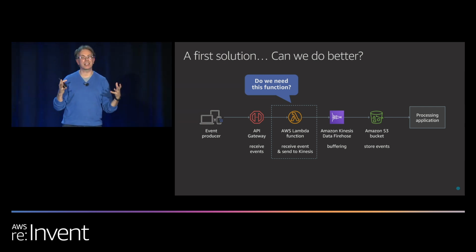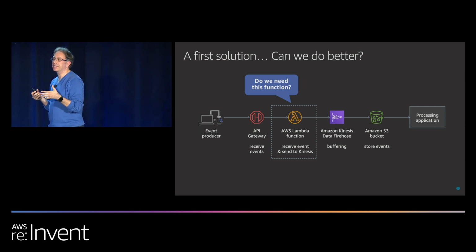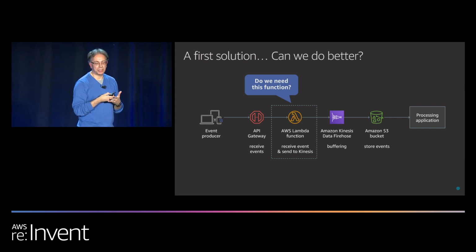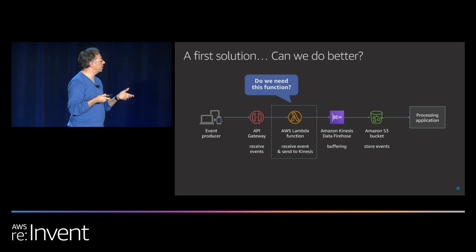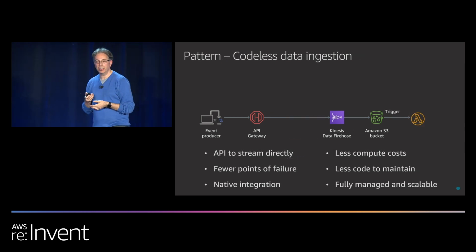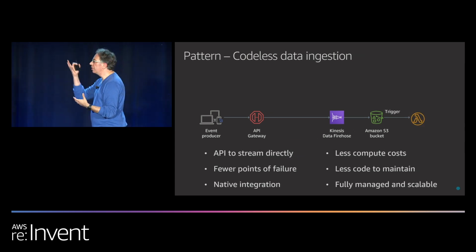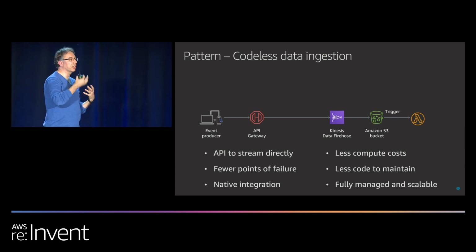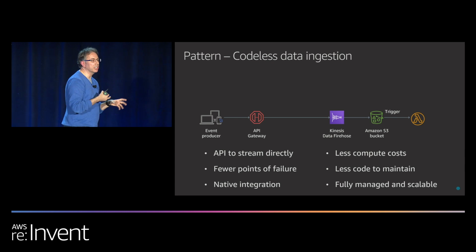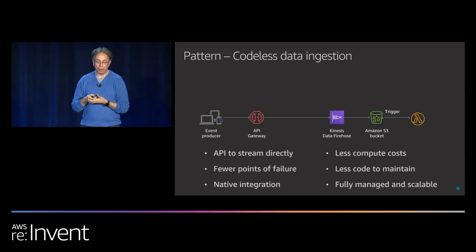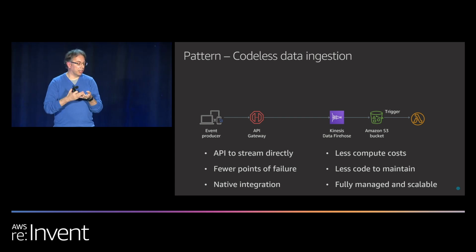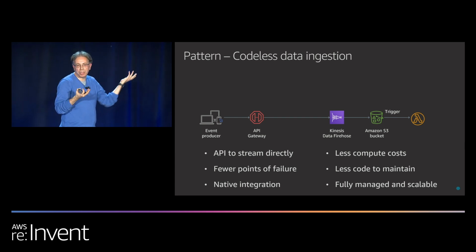It's not applying any business logic. Probably there's a better way to create a flow that will remove that Lambda function. And that's what they did. They actually just removed the Lambda function, and they used the native integration of API Gateway with Kinesis. You can create a configuration that will automatically call Kinesis with the parameters that you want, and they have less code to maintain, less compute cost, and everything is fully managed and scalable because there's not even a Lambda function that needs to run.